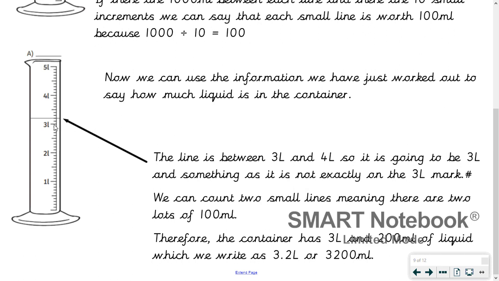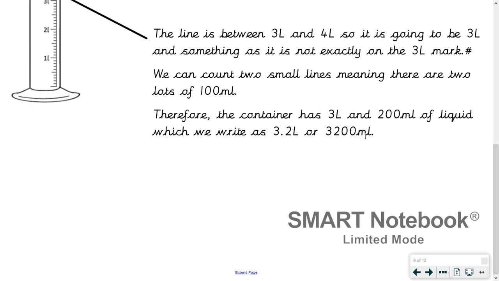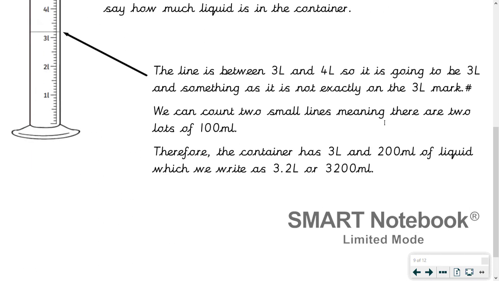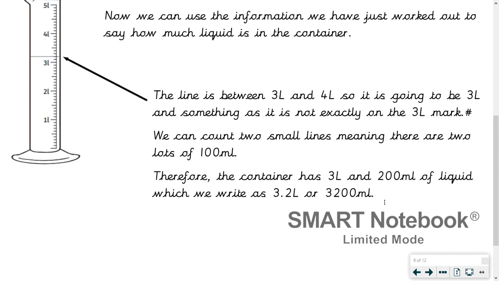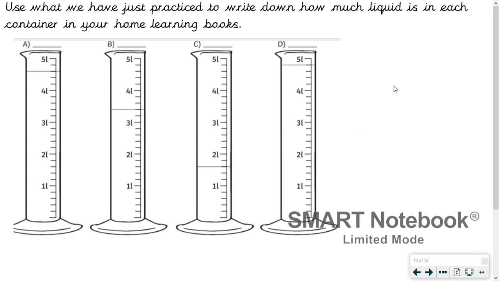We then count the little lines. 1, 2. Now we said each little line was 100 millilitres. So if we've got 2 of those little lines, 100 times 2 is 200 millilitres. So we've got 3 litres and 200 millilitres. We can write it like that, or we can just write 3.2 litres because we've got 3 and then 0.2. Or you could have kept it all in millilitres and written 3,200. The easiest way, I'd say, is to write your litres and then point whatever, it's 0.2 or 0.5 or 0.6.